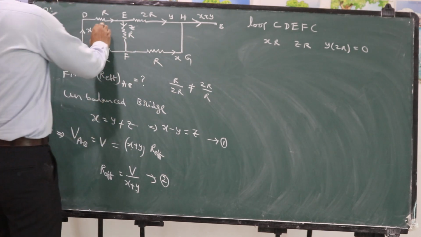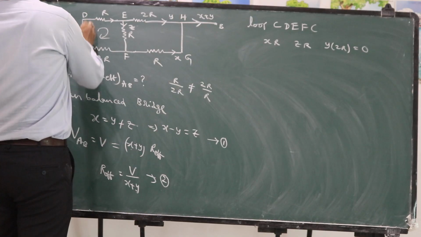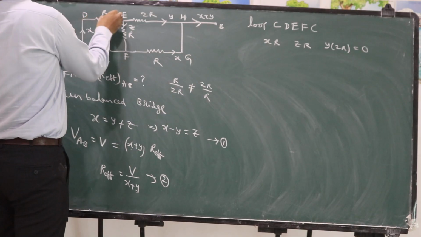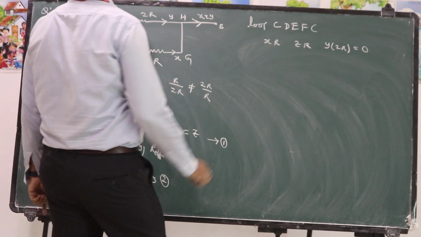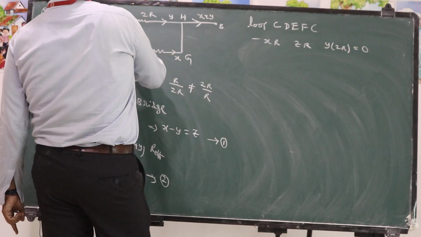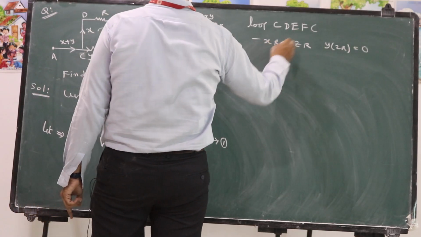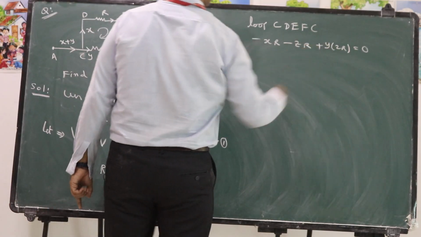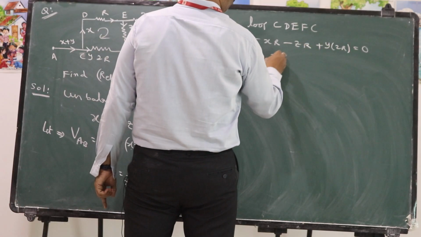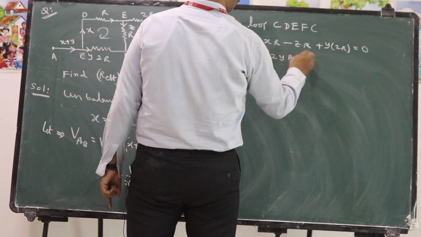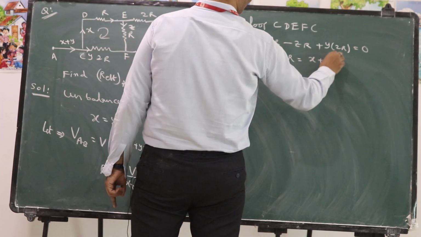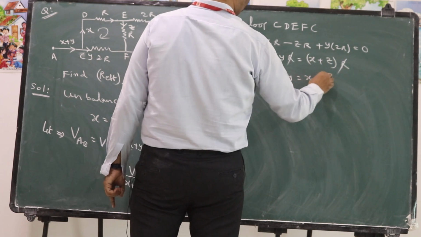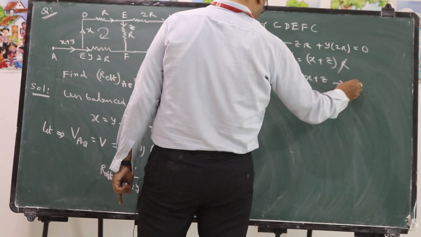And you are going in clockwise direction. As you are moving from this point to this point, current is going in this way. So you are going from high potential to low potential. The potential drop should be taken as negative. Again, current is going like this. You are also going in the same way. It is negative. Current is coming like this. You are going in opposite way. It should be taken as positive. So finally, 2YR is equal to X plus Z into R. R gets cancelled. So 2Y is equal to X plus Z. Equation number 3.